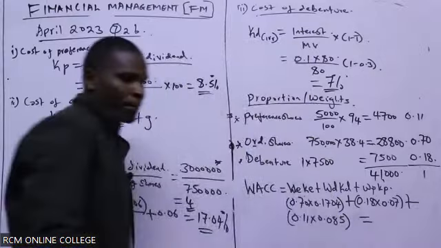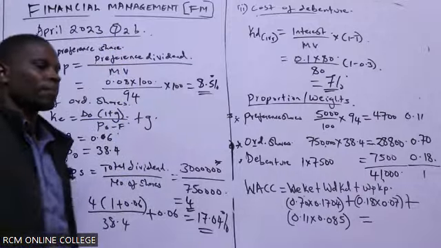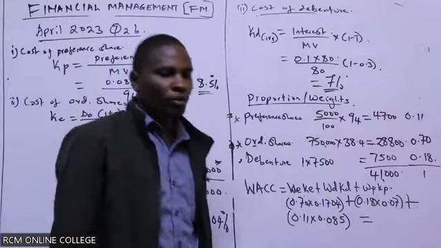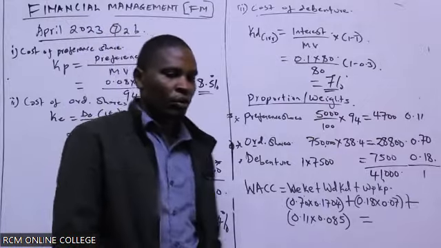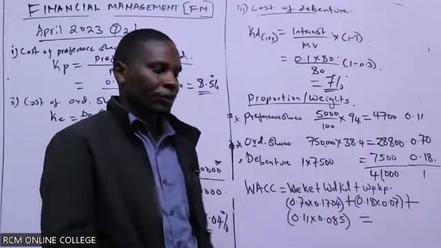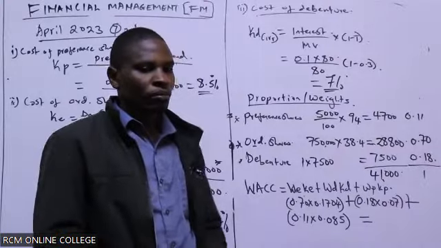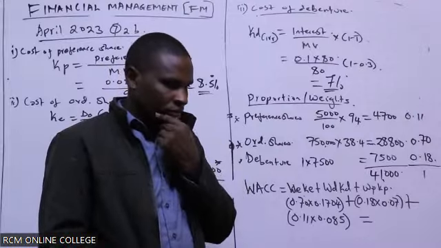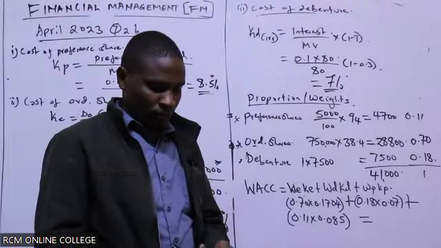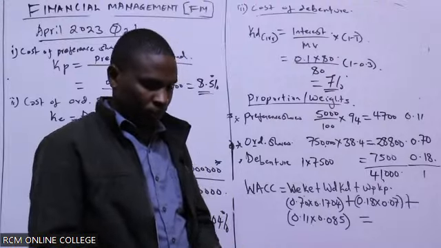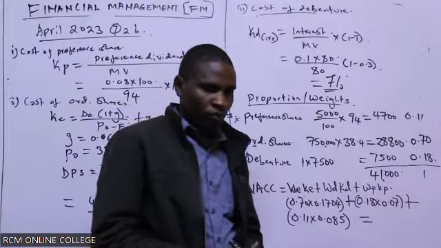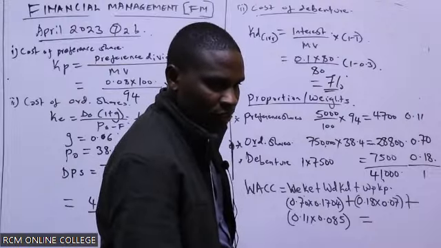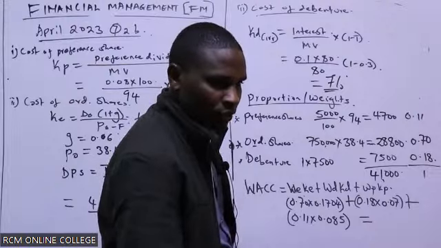What is our WACC to 2 decimal places? Give me the WACC, and then we call it a day. What is our WACC? So to 2 decimal places, then finish it up.